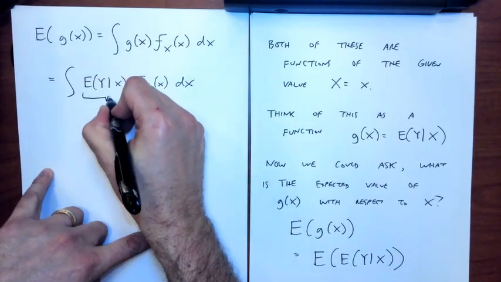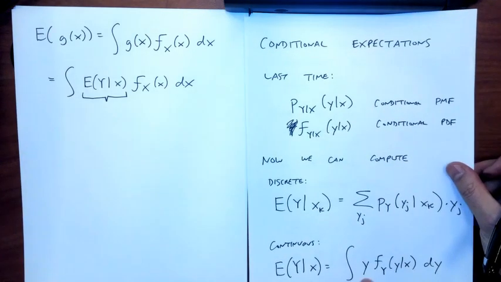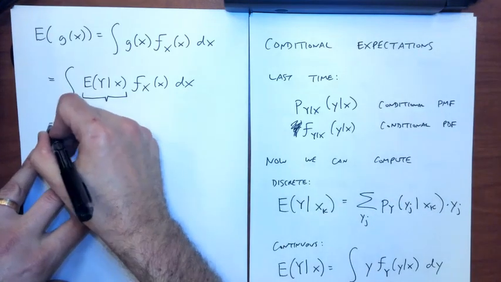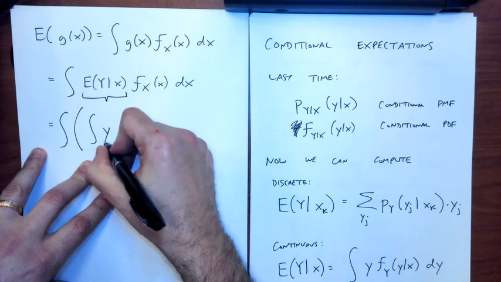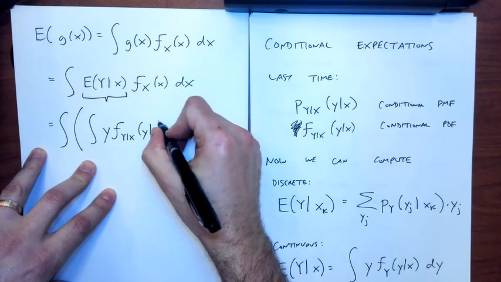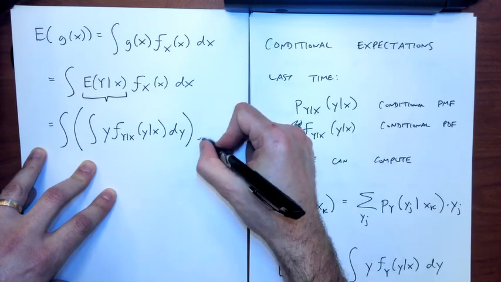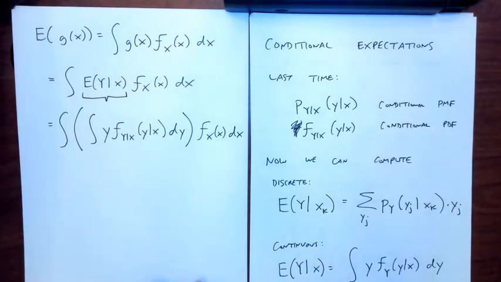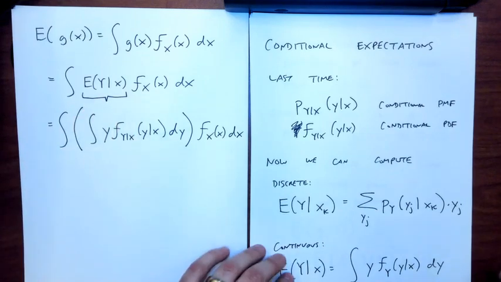So now let me think about what this piece here is. This piece here is exactly what I would get by just plugging in this formula, right? This piece is going to be an integral, and then an integral inside this integral, which is y times this conditional PDF dy, times this PDF dx, right? So all I'm doing is plugging in what I learned over here into this guy.